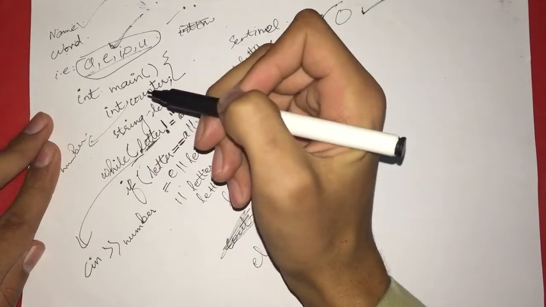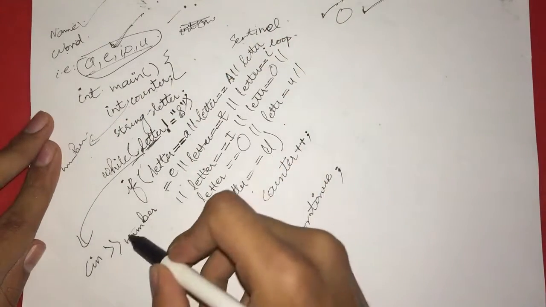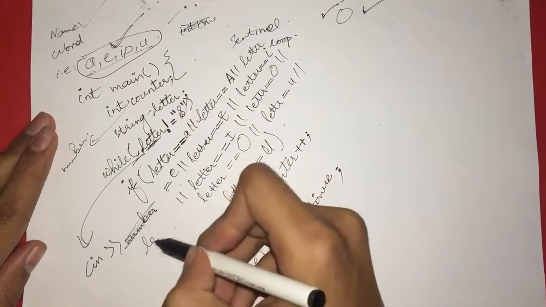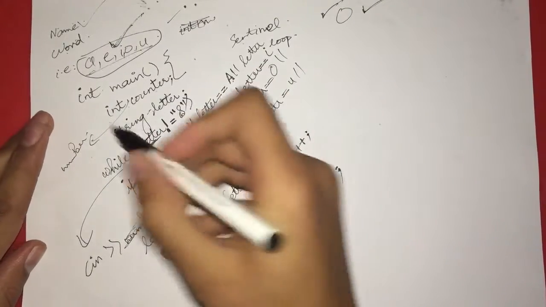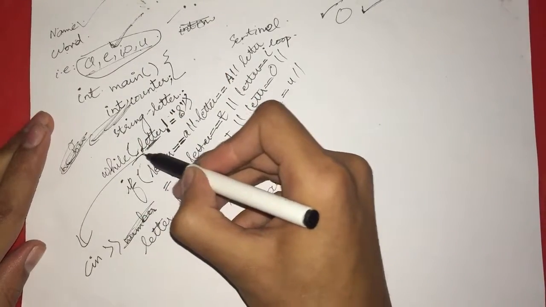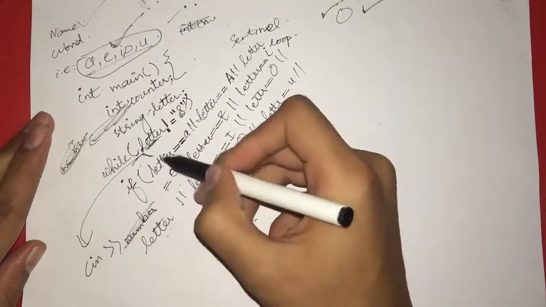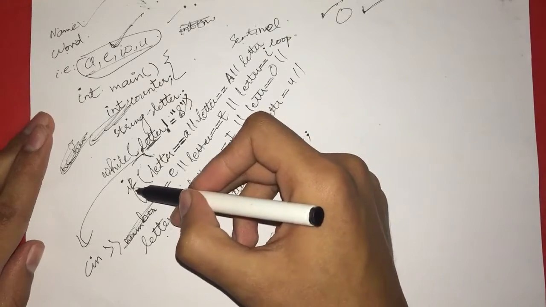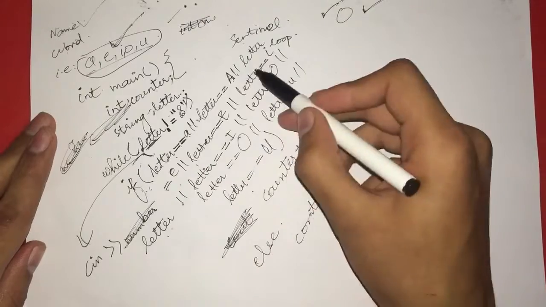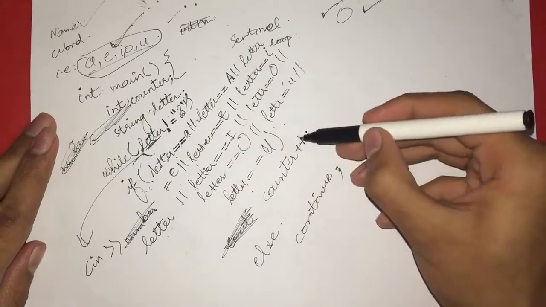Oh, sorry. No, no. We cin letter, not number. So here we have declared string letter. So here we cin letter. After this we are left with the if statement. So if the letter is equal to any of these characters, it will update the counter by 1.